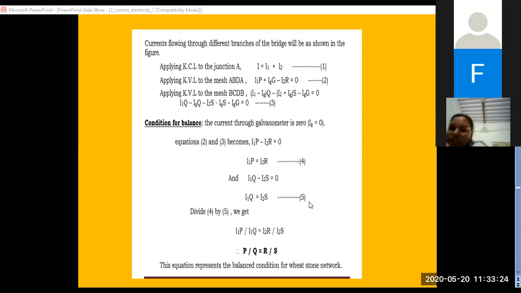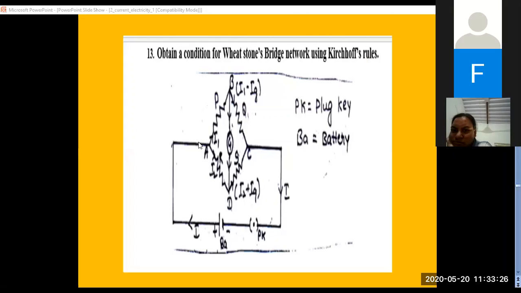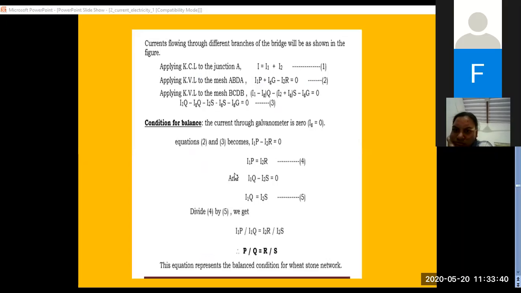This is our balancing condition for your network: the resistance ratio in the upper arm will be equal to the ratio in the lower arm. P by Q should be equal to R by S. That is the condition for your Wheatstone's network. And this is a 5-mark question.